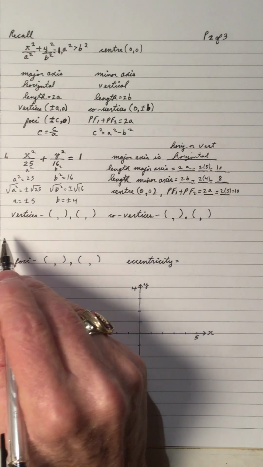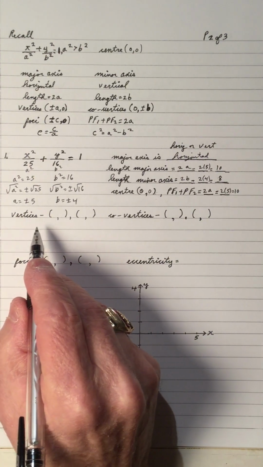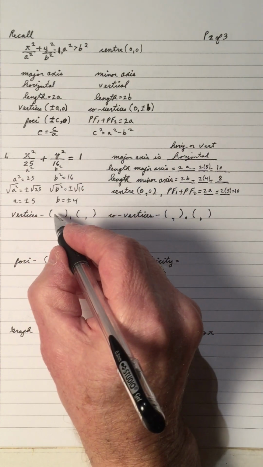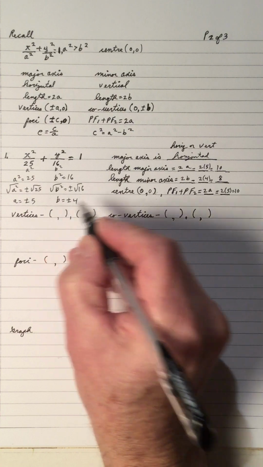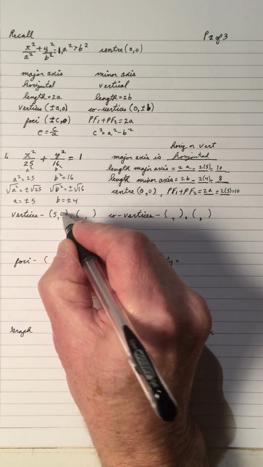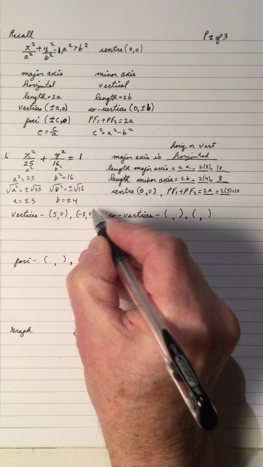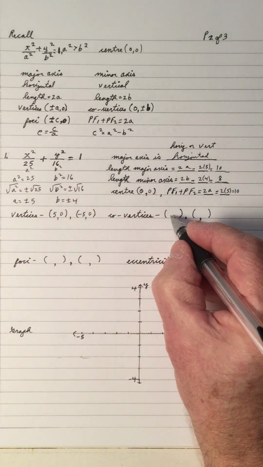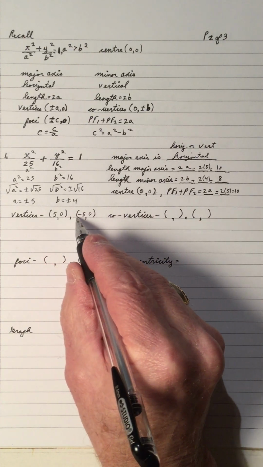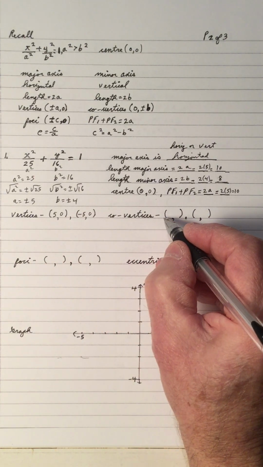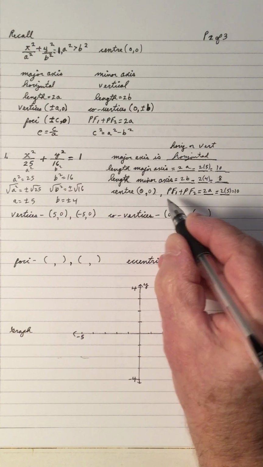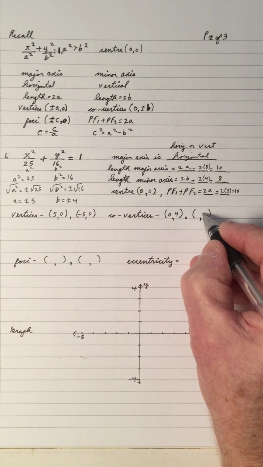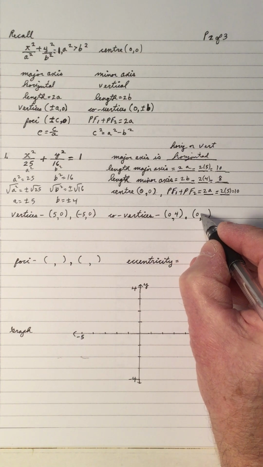Now we have to get the vertices. The vertices are on the x-axis, so they are plus or minus 5: (5, 0) and (-5, 0). Plus or minus a is the vertices. If the vertices are on the x-axis, the co-vertices are on the y-axis, so the co-vertices are plus or minus 4: (0, 4) and (0, -4).